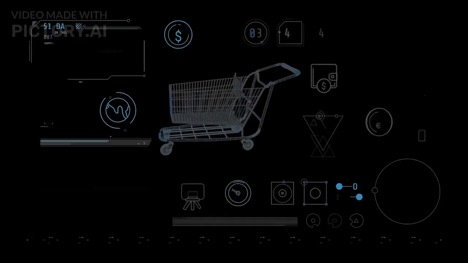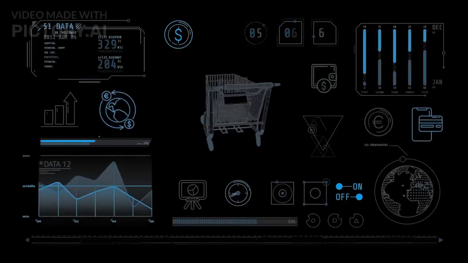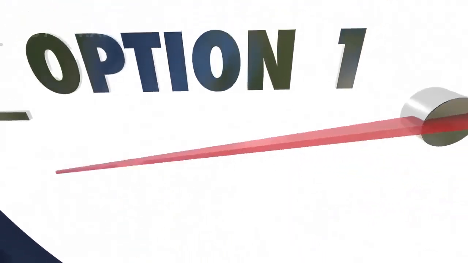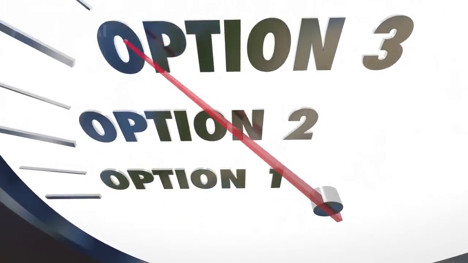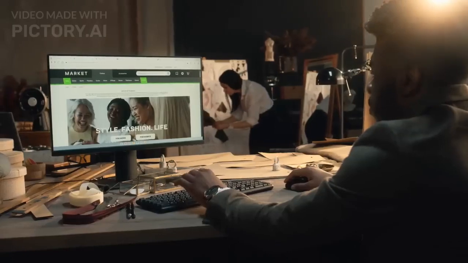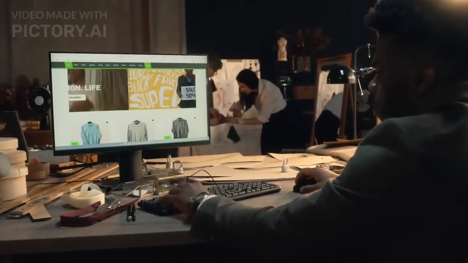Choose a theme. Select a visually appealing and responsive theme that suits your niche. Look for themes that are optimized for speed, SEO, and customization options. WordPress offers a wide range of free and premium themes to choose from.